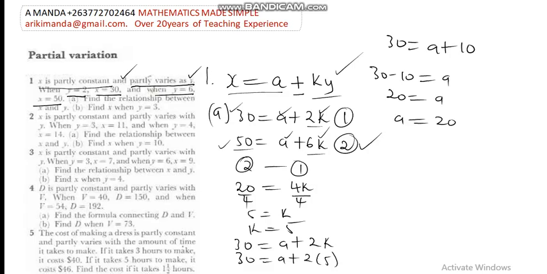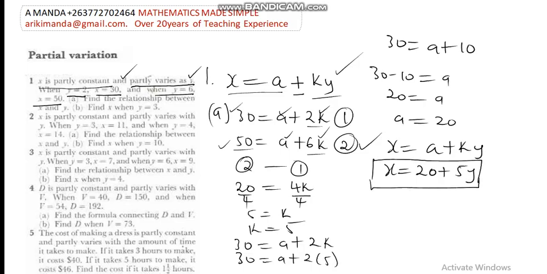20. So the relationship, whenever you're asked of the relationship, it simply means find the value of the constants. So substitute our constants in our original equation, which is x is equals to a plus ky. X is equals to a is now 20, so we have 20 plus k is 5, so this will be 5y. This is our relationship formula, or the formula connecting x and y.